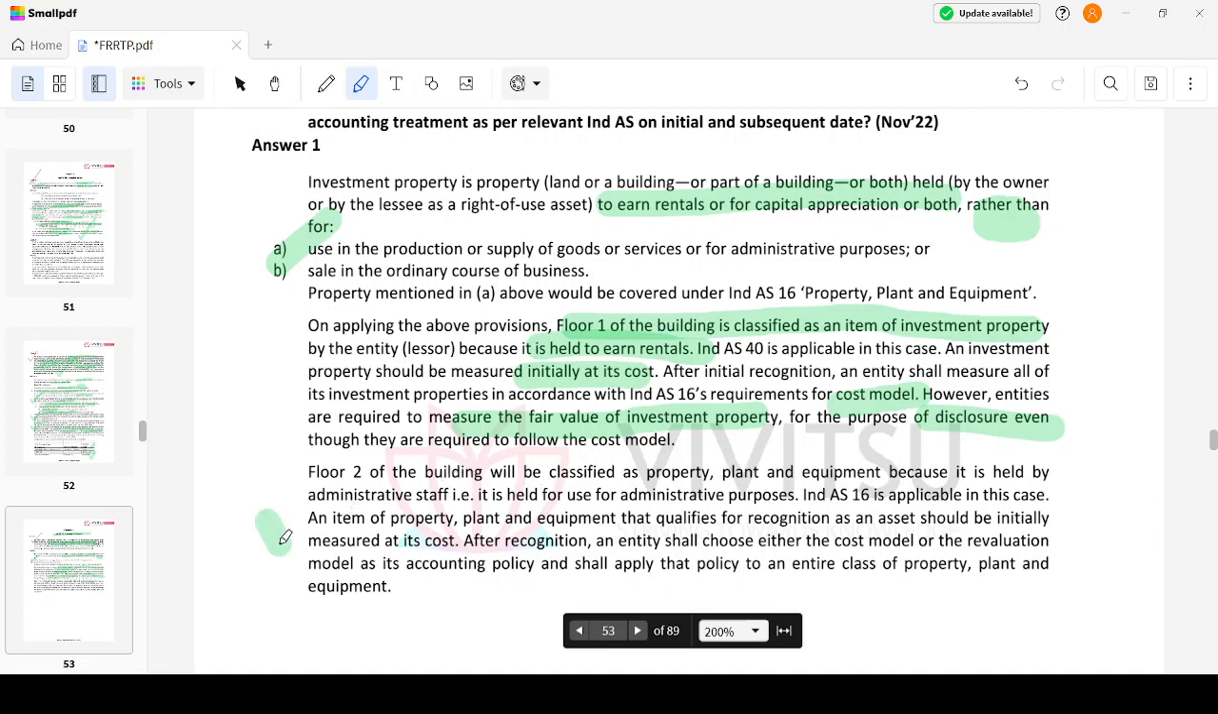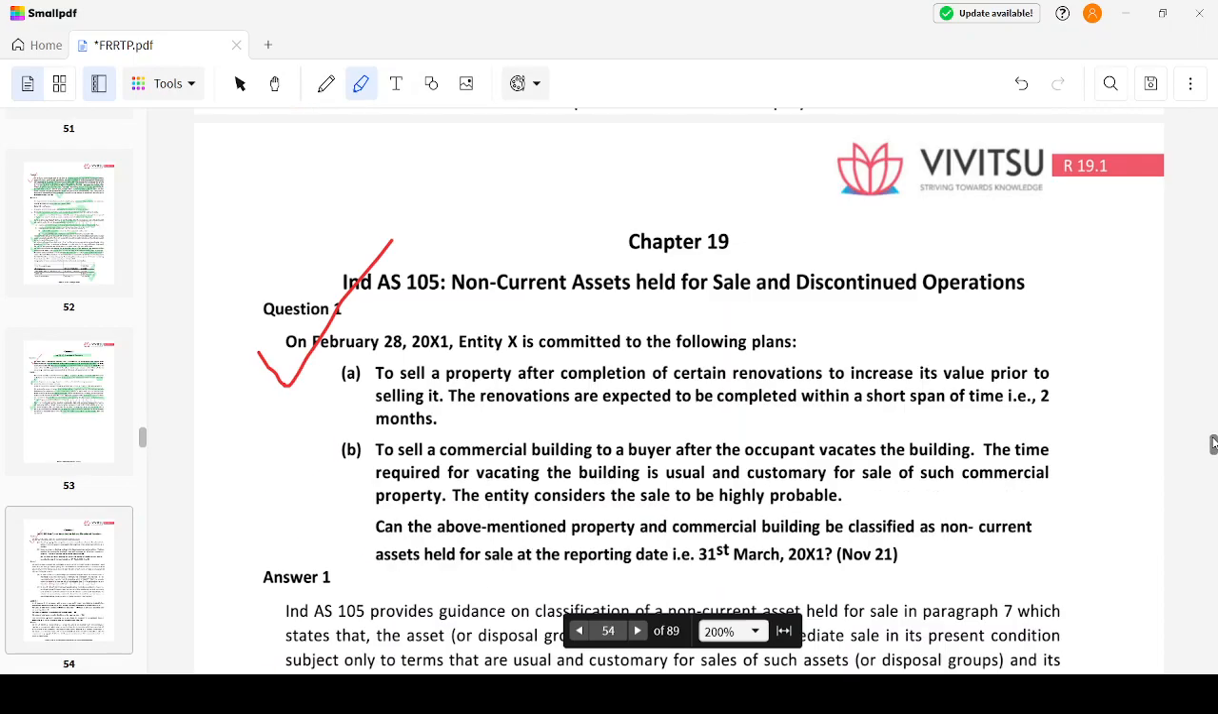Floor 2 of the building is used by the administrative staff, and that's why it will be classified under property, plant, and equipment. Then, after recognition, the entity shall choose either to use the cost model or the revaluation model and shall apply the policy consistently to the entire class of property, plant, and equipment. Okay? Then.